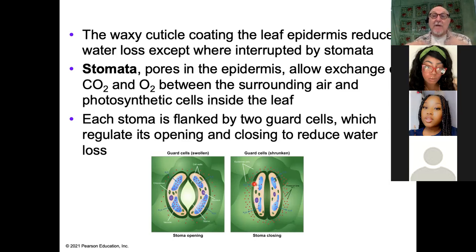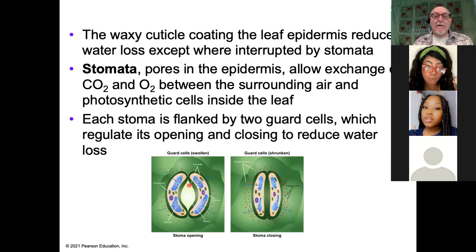But then we have to allow gas exchange into the leaf. So there are specialized cells which form what we call the stomata. They are pores in the epidermis which allow gas exchange in and out. And those stomata very carefully control the size of the pore.